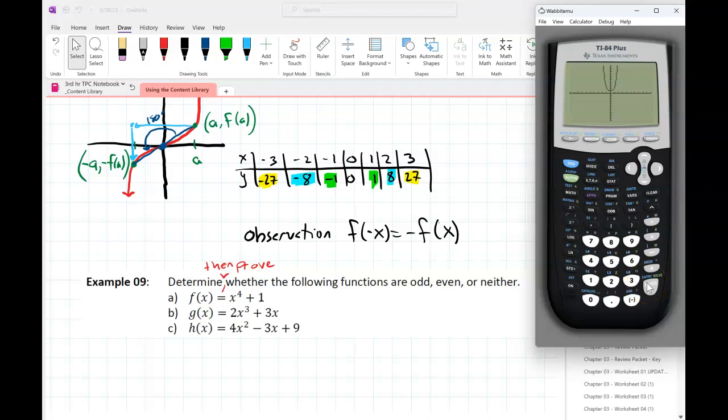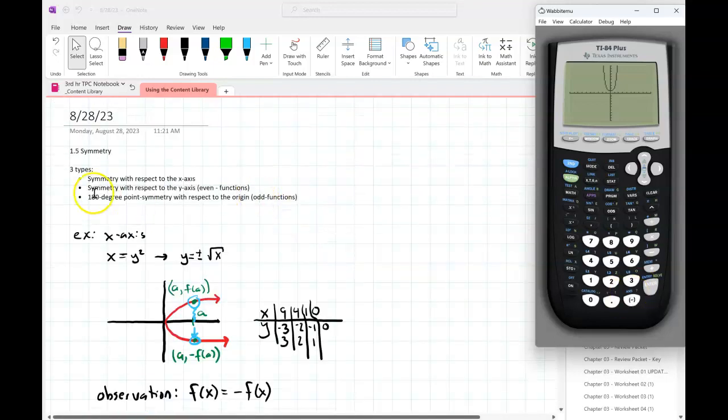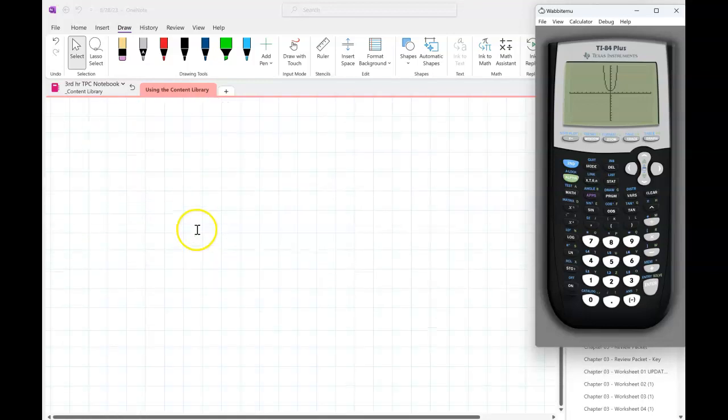Okay, so here's the graph of x to the fourth plus 1. What does this look like? Odd, even, or neither? Okay, so remember we said at the beginning odd was the 180-degree point symmetry, even is with respect to the y-axis. So that one does look even, right?